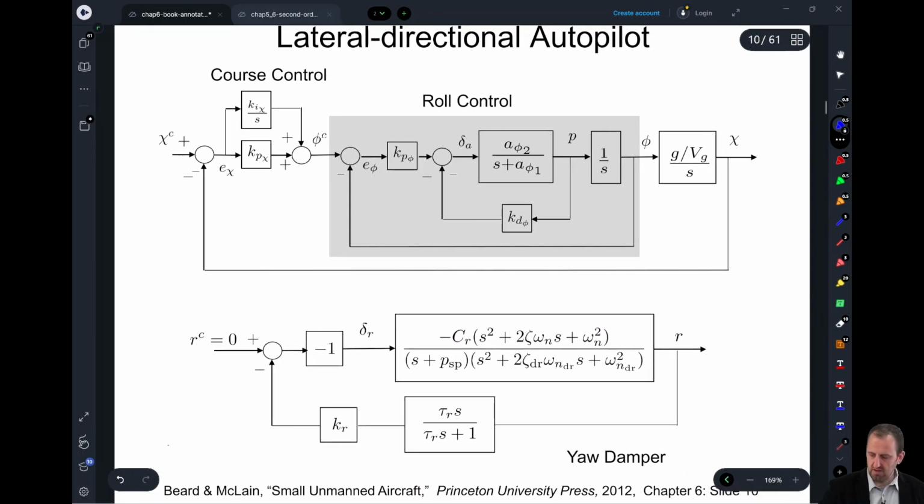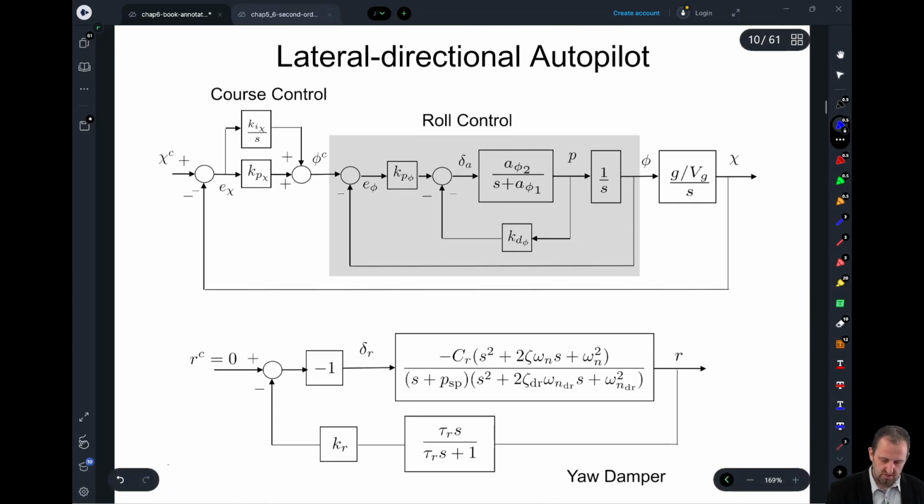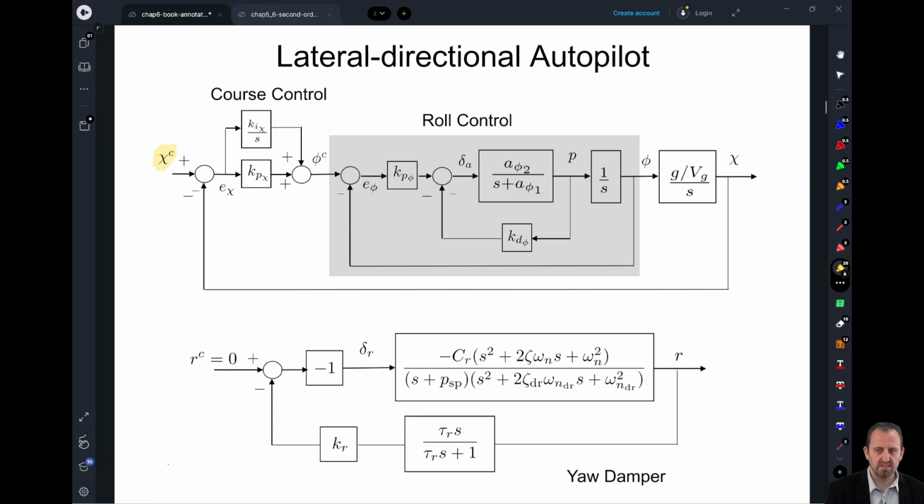So when we come in and we start to look at designing our controls, we see that we have augmented our plants that we developed in Chapter 5 with these feedback control terms. And to control our course angle, we'll take a desired course angle, and we'll put the superscript C to denote that that's going to be our controlled value. And we have a transfer function from our desired course angle all the way to our course angle itself. And then we'll also use a desired roll rate equal to 0, and we'll use that to allow us to have a yaw dampener for the other part of our lateral autopilot.